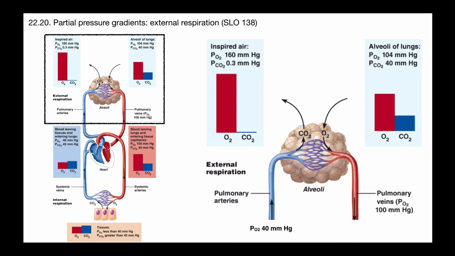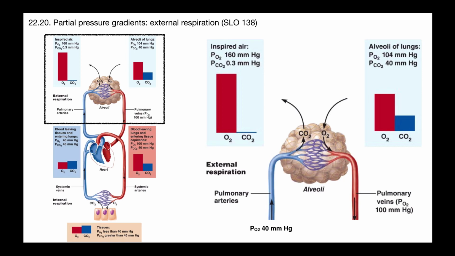So oxygen will go from where it's in high partial pressure in the alveoli to where it's in lower partial pressure in the blood. Notice the partial pressure of oxygen leaving the lungs isn't all the way up to that 104 millimeters of mercury, just because it takes a certain amount of time for it all to diffuse across, but it's kind of mixed at that point.